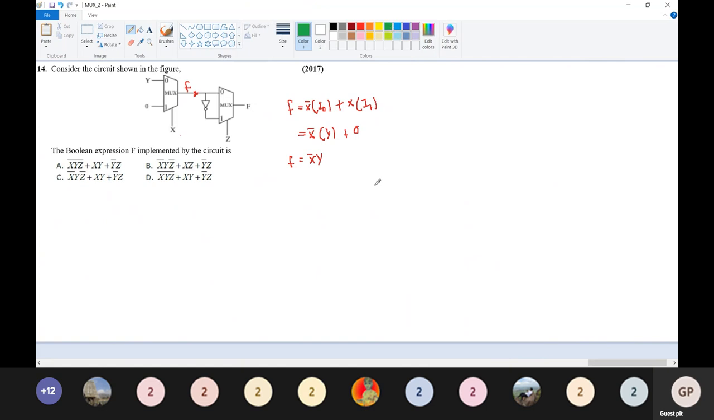Okay, moving to the second multiplexer. Capital F is equal to, the selection line is Z. So Z dash into I naught plus Z into I1. Z dash into your I naught value here is f, plus Z into the I1 value here, which is f dash. Here we'll write the value of f: Z dash into X dash Y, plus Z into X dash Y the whole dash.